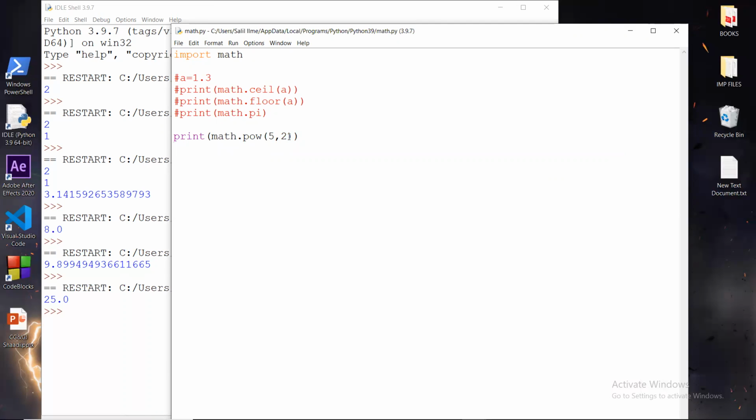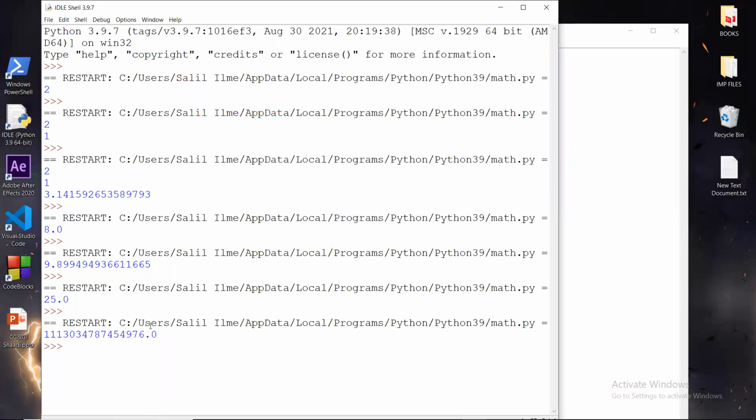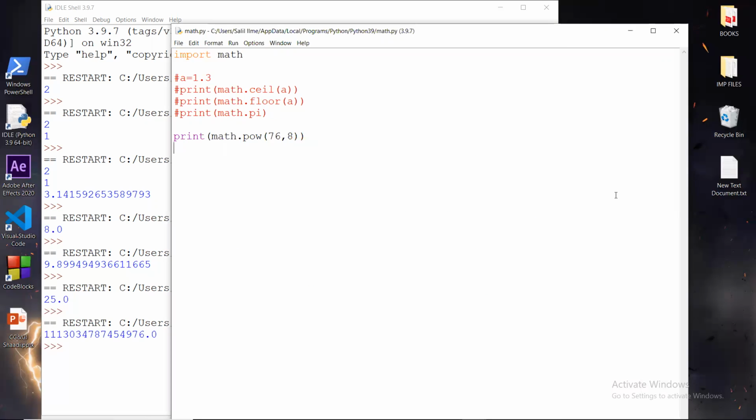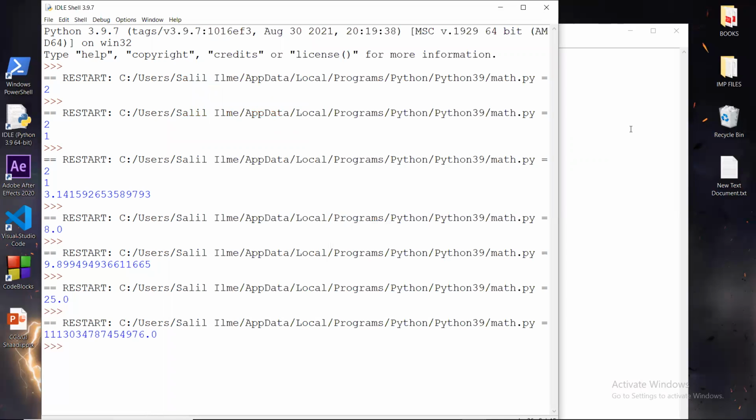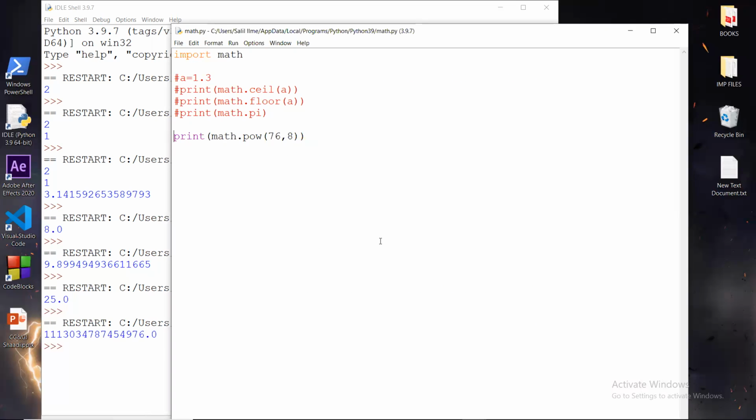Now we can also find a very large value, for example, this. So let's run it. As you can see, 76 raised to the power 8 is this. So we can do these calculations in a very quick way.